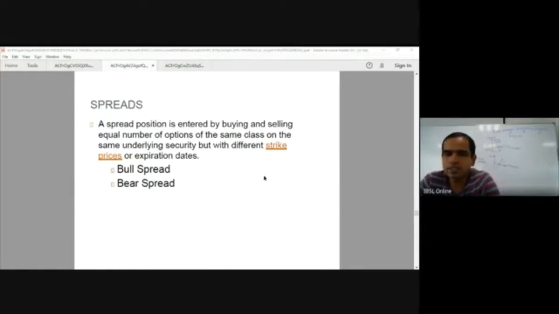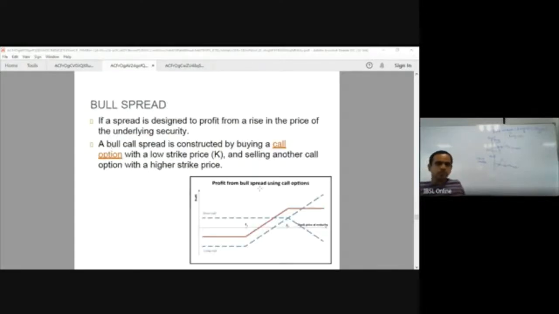Then you can develop strategies called spreads. That is where you combine call options and put options, or more than one call option, or more than two put options. A spread is a position entered by buying and selling an equal number of options of the same class on the same underlying security, but with different strike prices or expiry dates. So you can have bull spreads or bear spreads. A bull spread is designed to profit from a rise in the price of the underlying asset.